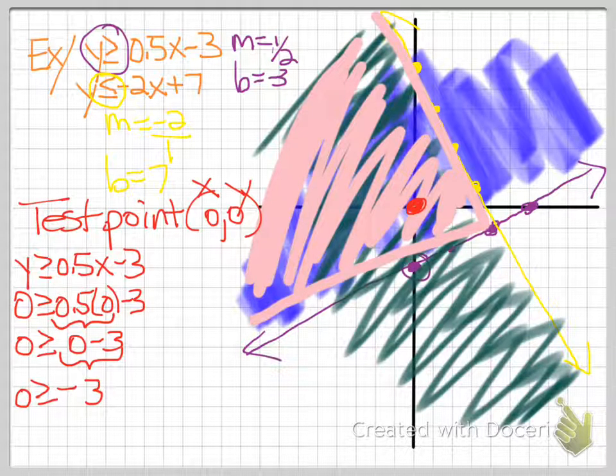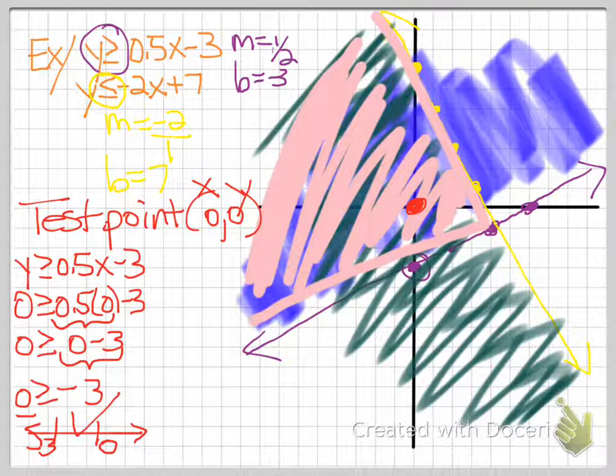And my statement right now says that 0 is greater than or equal to negative 3. And the good news is you can just look at a number line if you have trouble with greater than and positive and negative numbers. So if you look at a number line, 0 is greater than negative 3 because it's to the right. So that one checks. Okay, let's go ahead and check the other one.